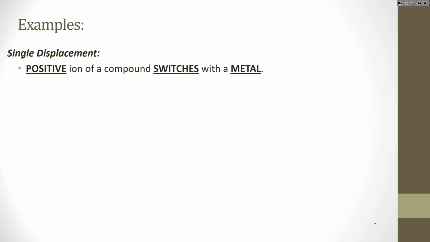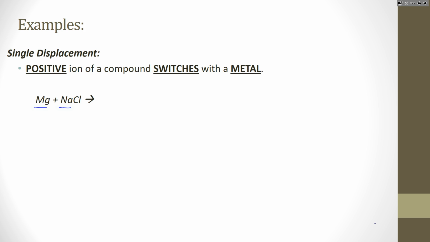Now, single displacement. Depending on what your single element is, it will switch with whatever its type is. So what I mean here is, if you're looking at magnesium, magnesium is a metal, so it's going to switch spots with sodium. So magnesium needs to go with chlorine, and sodium goes by itself.